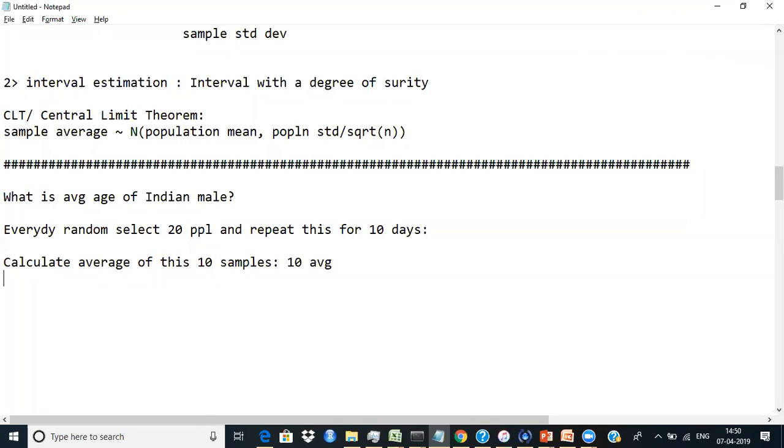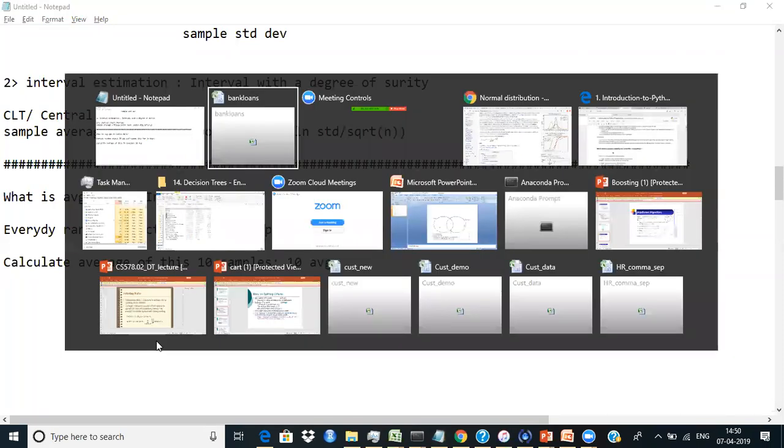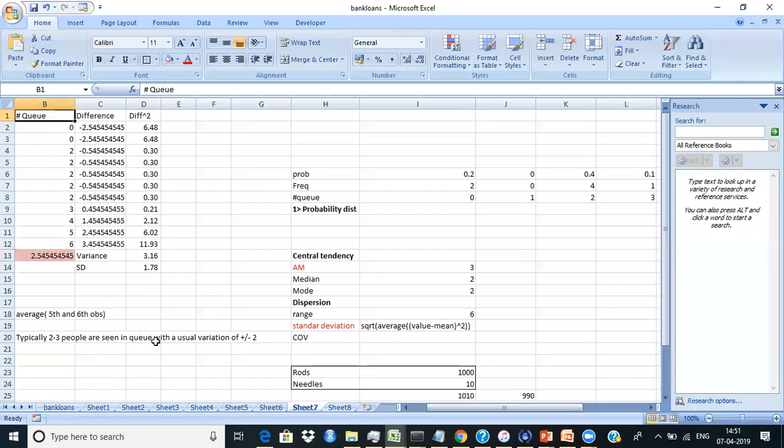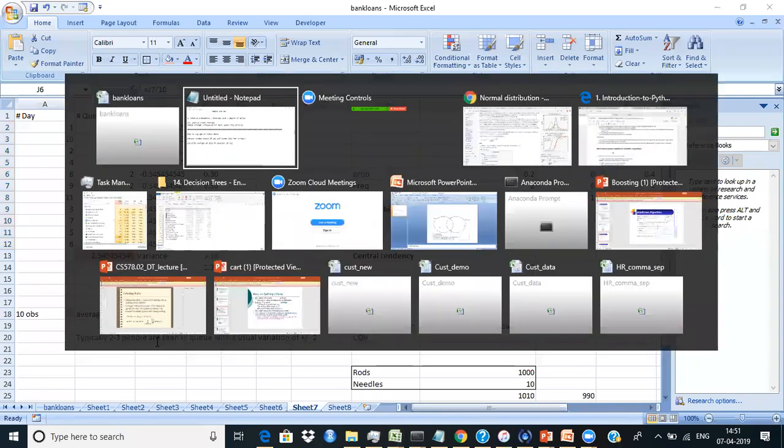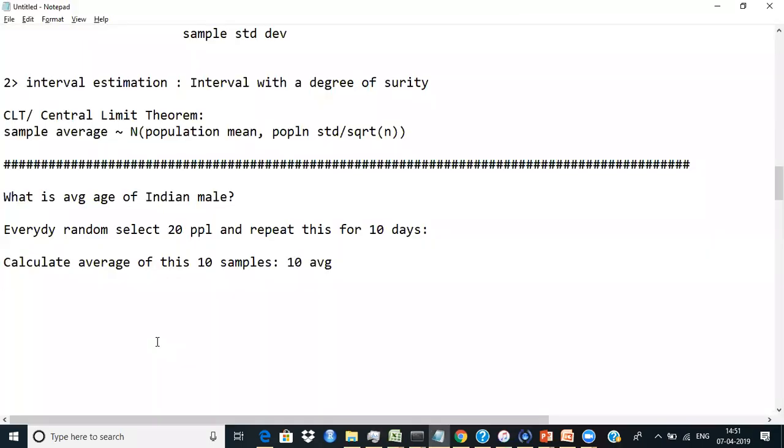You got 10 averages. Now go back to the example. So for example, let's say for these 10 days, these are the 10 average numbers. What I'm saying is, get their probability distribution. Similar to what we did yesterday, you can get the probability distribution. If you get the probability distribution, it will look like a bell curve.